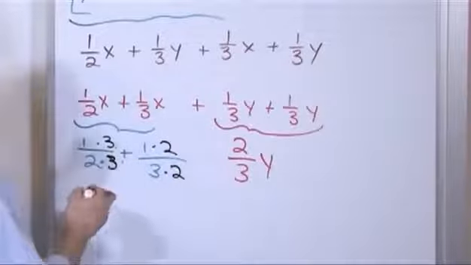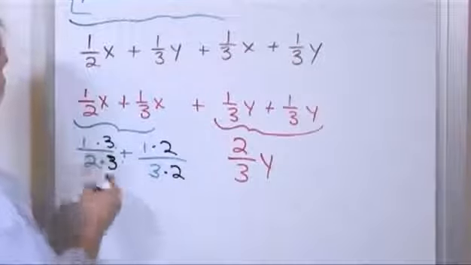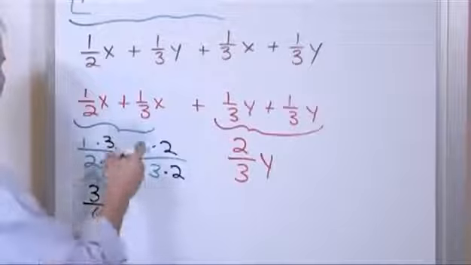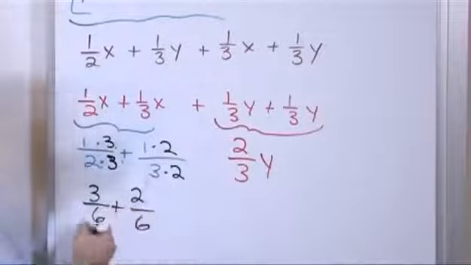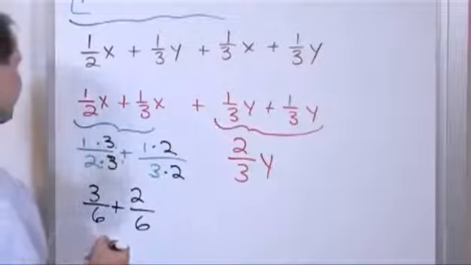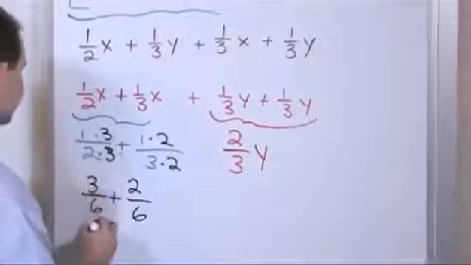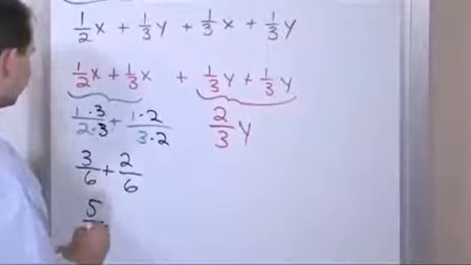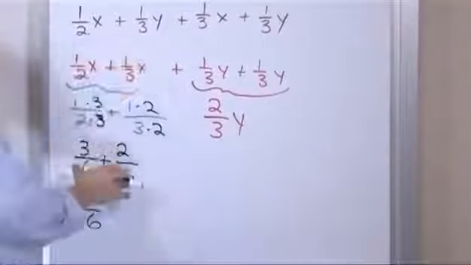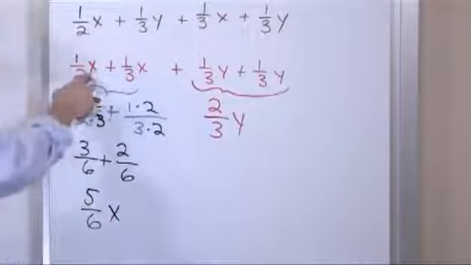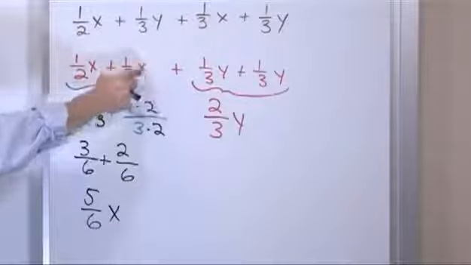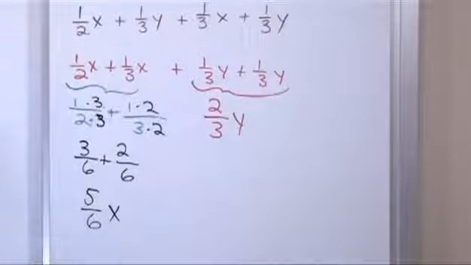So I'm just trying to find a common denominator. 1 times 3 is 3, 2 times 3 is 6, plus 1 times 2 is 2, 3 times 2 is 6. So I have a common denominator. So what I will have is 3 plus 2 is 5, common denominator sticks around as 6. So all of this gives me 5/6, x stays along for the ride, because don't forget I was adding 1/2 x plus 1/3 x, I get 5/6 x.